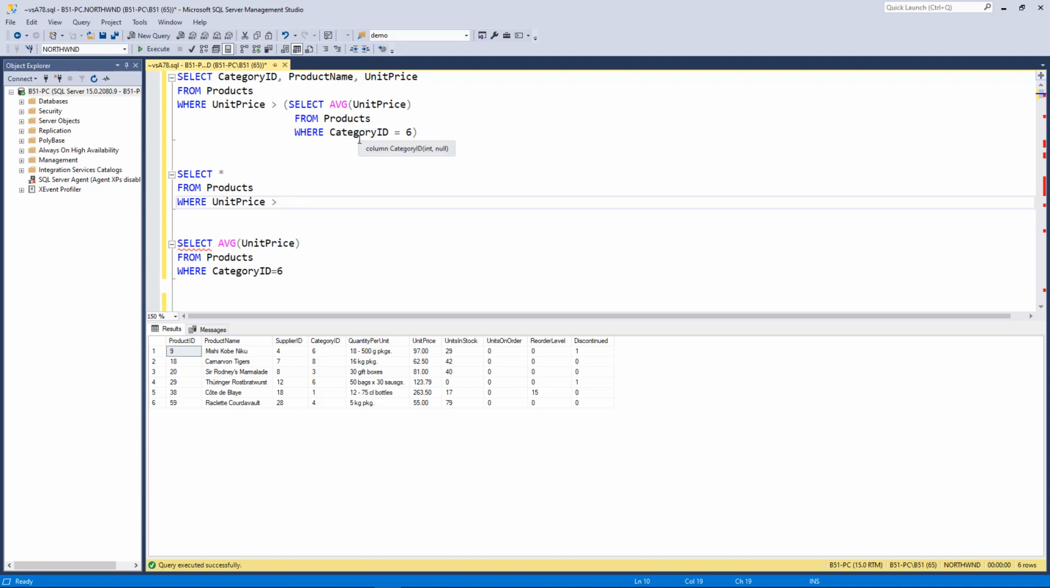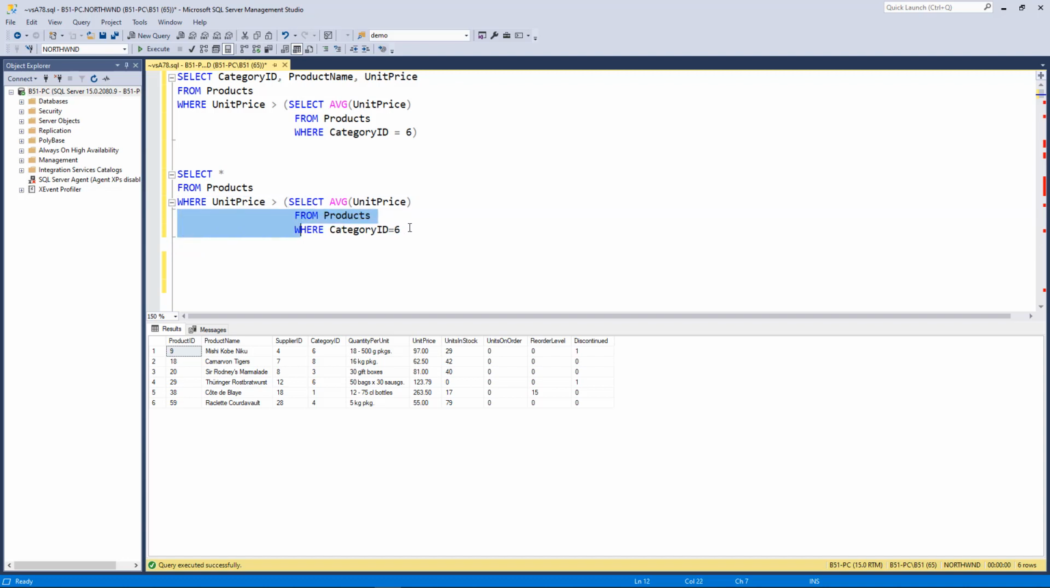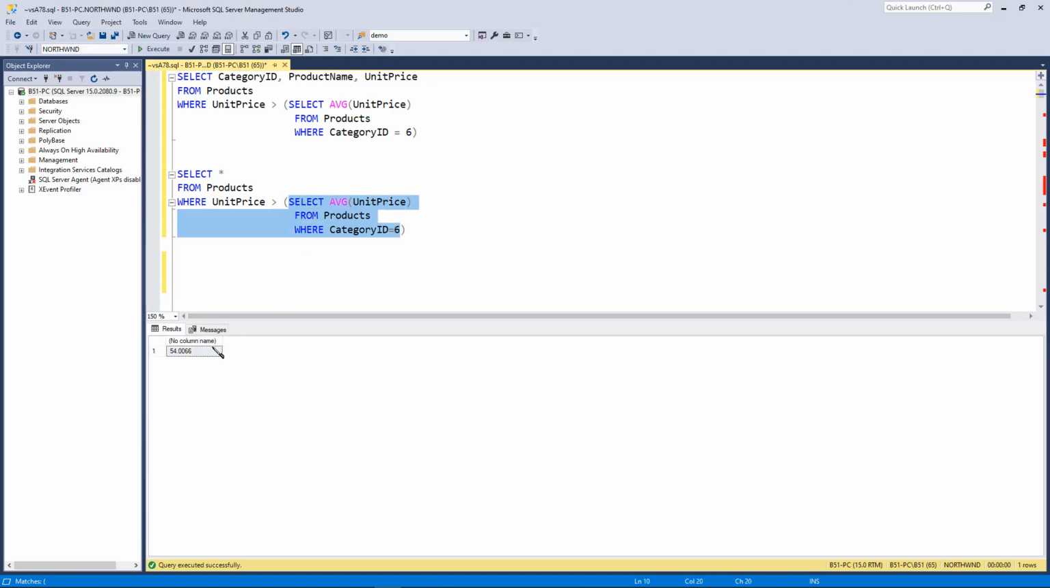And if you think about it, it can change each day, because products' unit prices are changing, and we always want to get the data of the unit price that is higher than the average unit price of category 6. Therefore, what we do is write a subquery, and let's put it in parentheses. Inside we have the value, one value that we need, just one, 54, and what we want to get is the category ID, the product name, and the unit price.